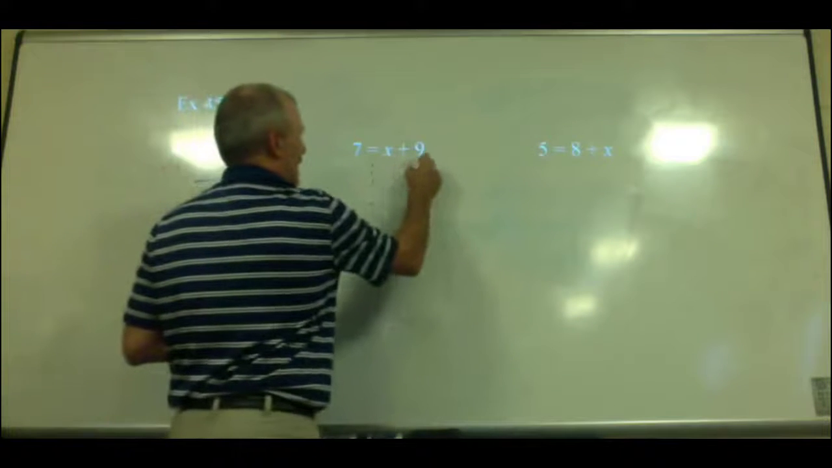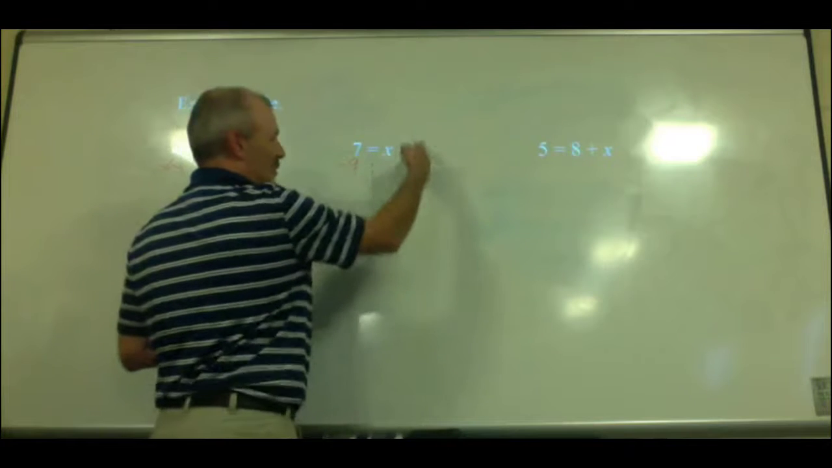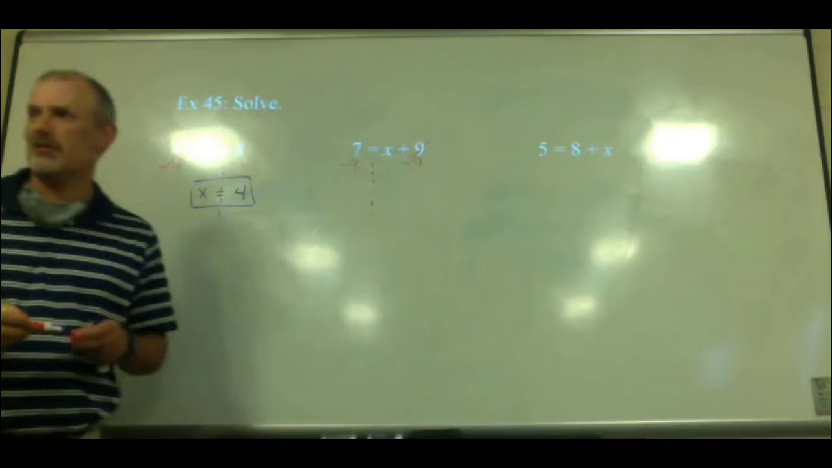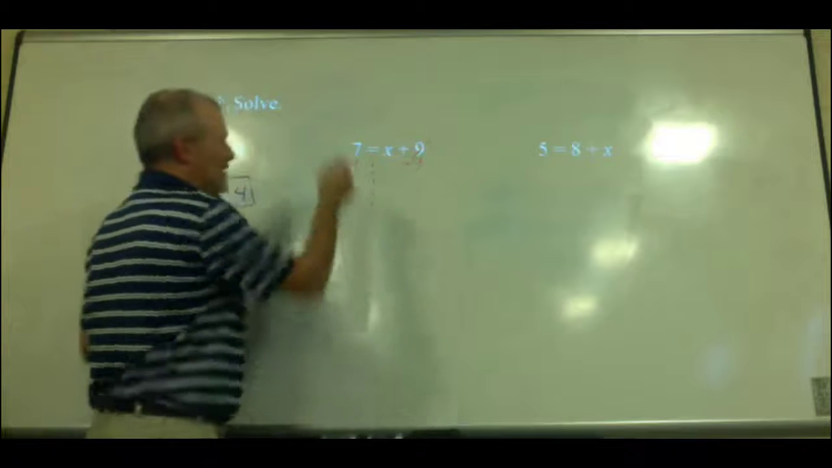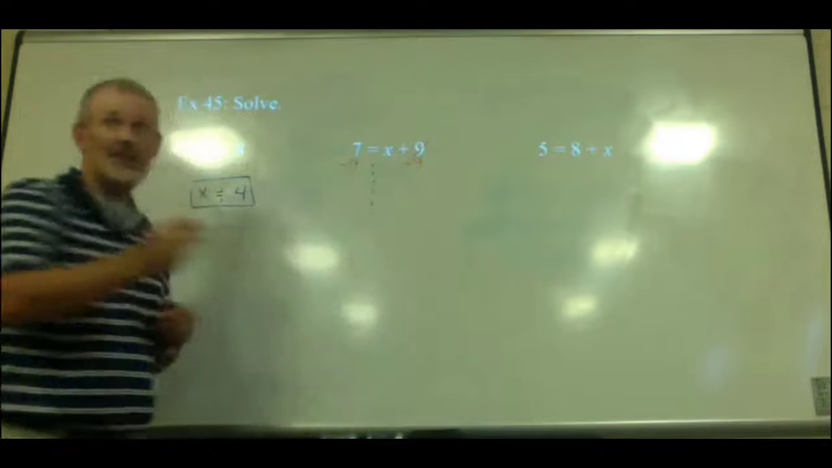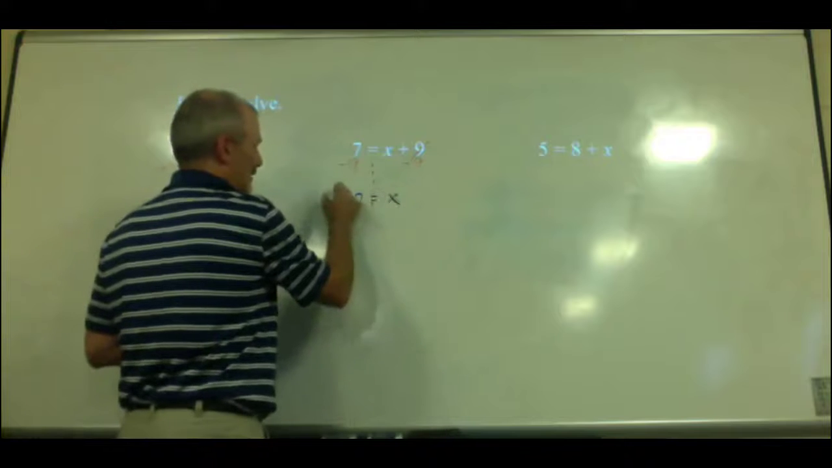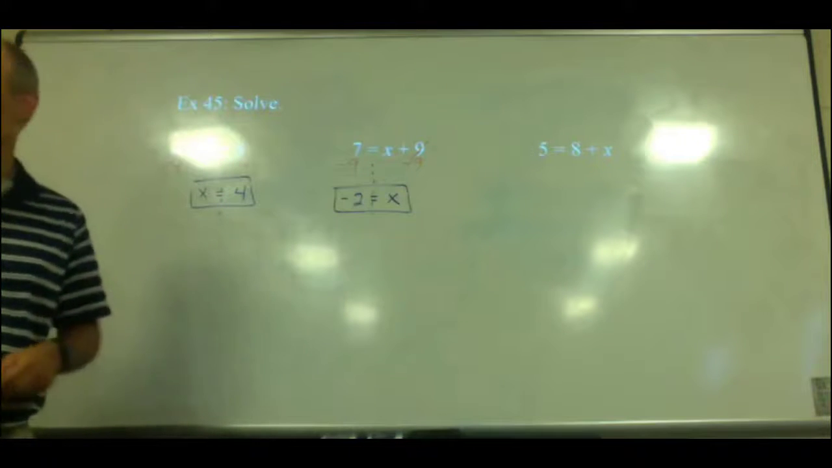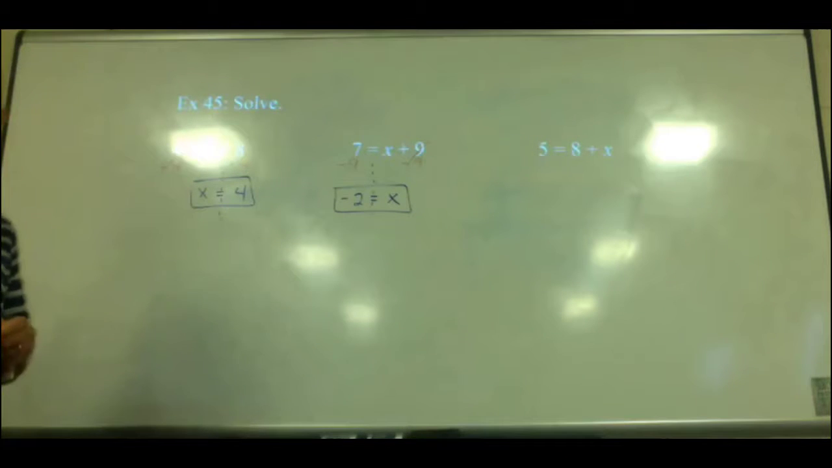So subtract 9. And the reason we do that is because we subtract from both sides. But why do we subtract the 9? It cancels out, right? That's why we do it, to get rid of the 9. Now, what is 7 minus 9? -2. And then we have x. And the x is by itself on the right-hand side of the equal sign, so we know we're done.